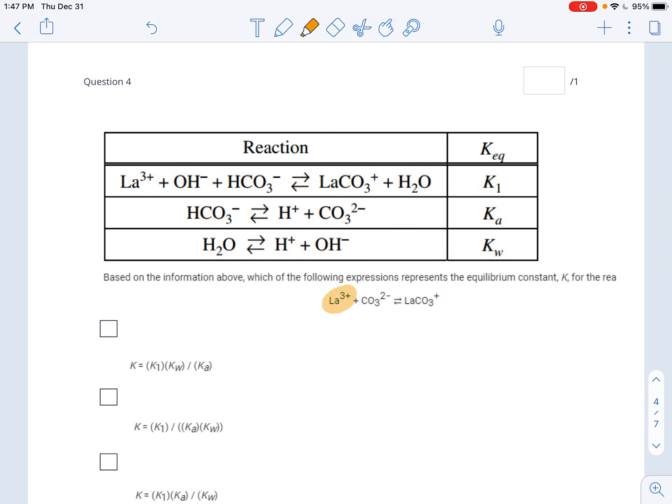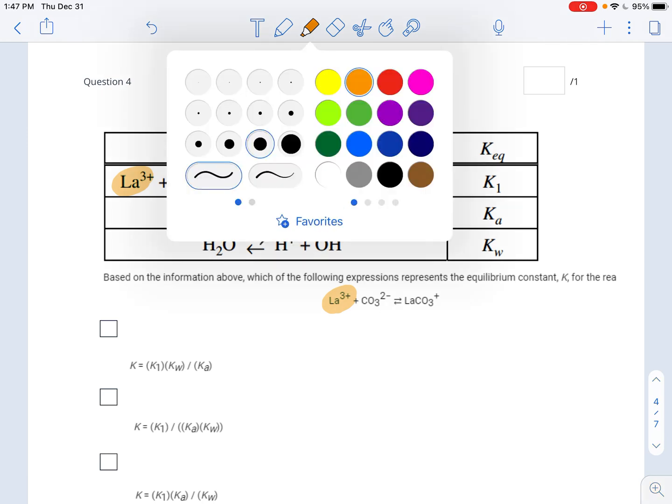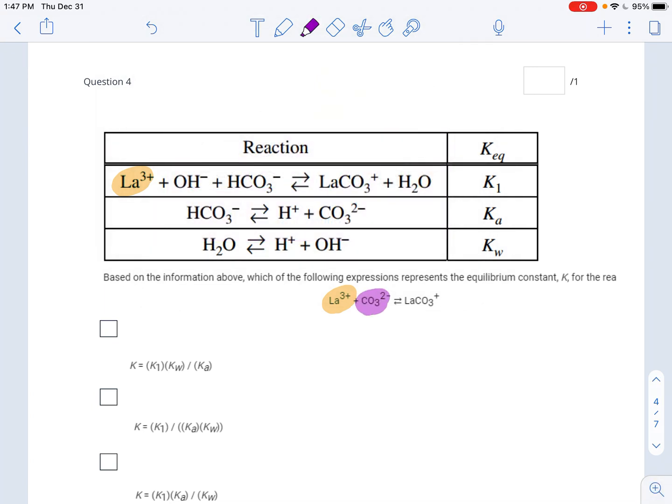All right, so first of all, I've got this lanthanum 3+, and it looks like that's the only place that I have that. So it looks like K1 has to stay exactly as it is. Then I'm going to have the CO3 -2, and the only place that I have CO3 -2 is this guy here, except it is on the right-hand side up here, and I want it on the left-hand side here.